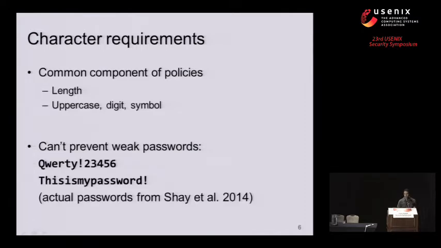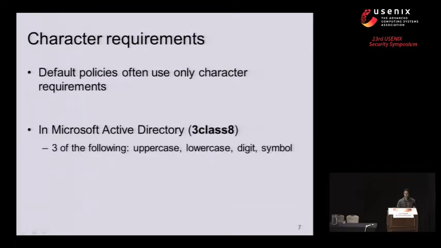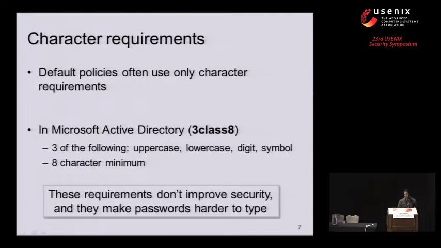In a study we recently presented at CHI this year, these were the most common passwords in a policy that mandated 3 different character classes and a minimum length of 12. This is important because the default password policy on many systems only uses character requirements. In Microsoft Active Directory, the default policy requires 3 out of 4 possible character classes and an 8-character minimum. We call this policy 3-class-8 in the paper, and find that the 3-class requirement has almost no effect on security. At the same time, this requirement makes passwords harder to type, especially on mobile devices.